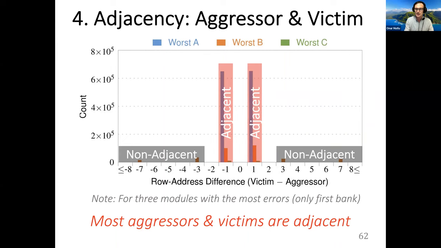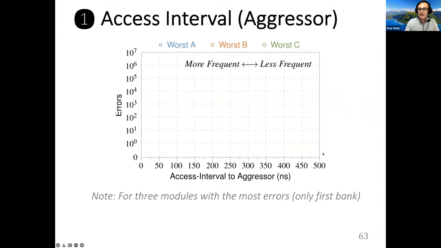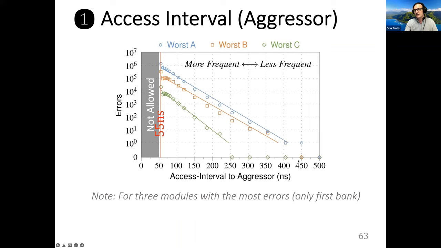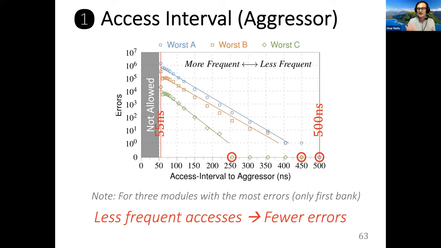The second is the access interval to the aggressor. We vary the access interval in many chips, but I'm plotting the worst chips over here. If you're accessing the chip more frequently, you're getting more errors. If you're accessing the chip less frequently, you're getting fewer errors. And there's some frequency that is not allowed, as you can see, because of the DRAM standard. And this is expected, clearly. RowHammer happens because you're activating things more frequently or less frequently, and if you do that less frequently, you can potentially solve the problem.